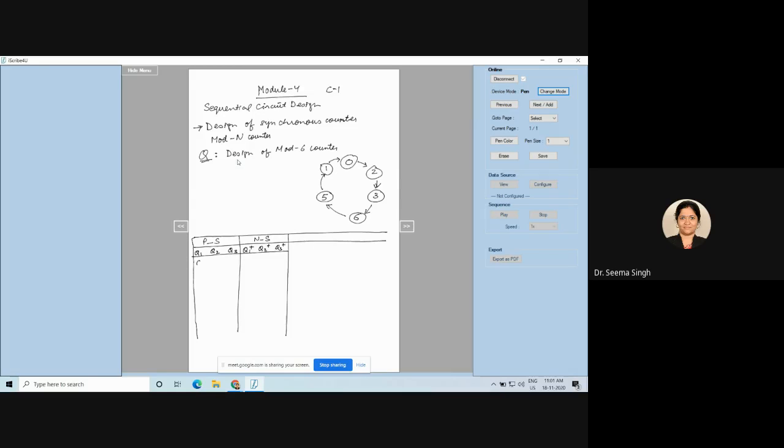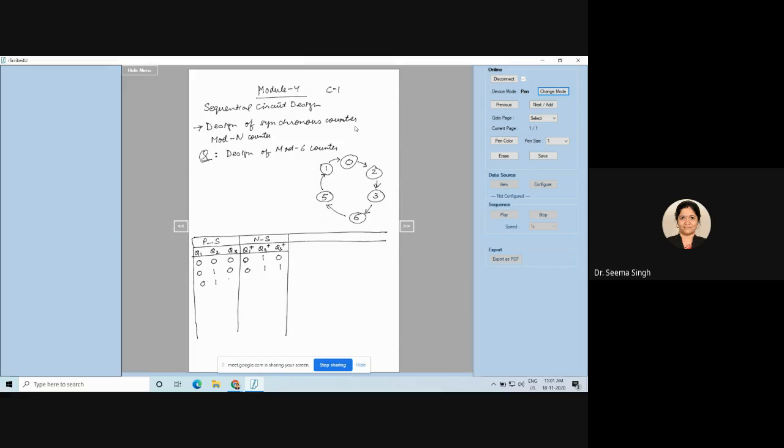Now let me start. If my present state is 0, 0, 0, what is my next state? Yes, my present state is 0, 0, 0. So my next state is 2 as per this state diagram. So Q1 plus, Q2 plus, Q3 plus will be 0, 1, 0, right? Now, if my present state is 2, my next state is 3. So it is 0, 1, 1. Same way you have to complete your first 2 columns.